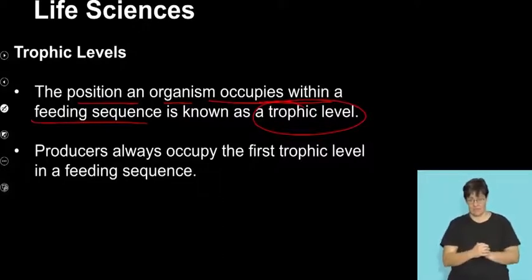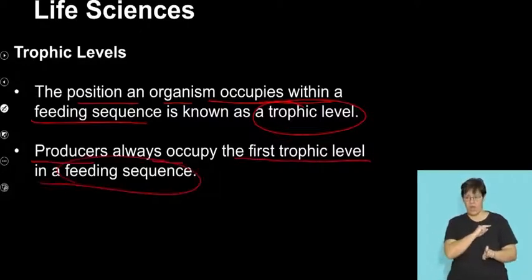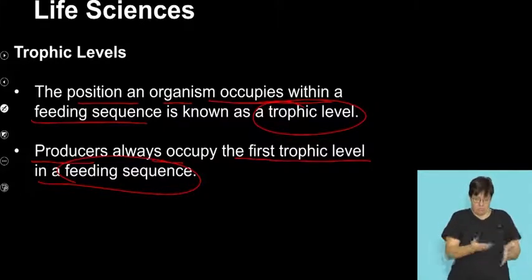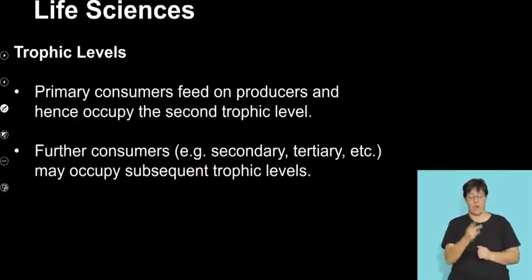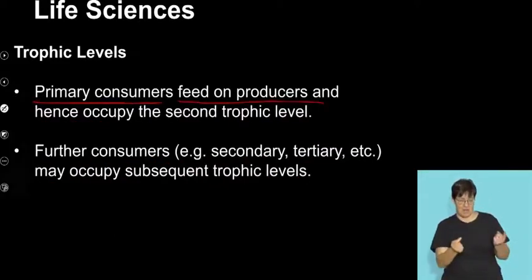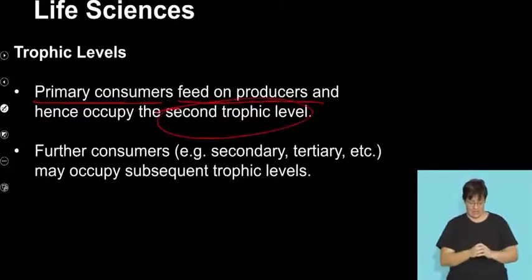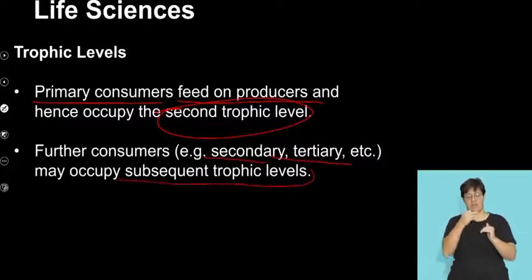What's important to note is that producers always occupy the first trophic level, as these are the autotrophs in the feeding sequence. They are the primary producers that produce the energy and will always be at the first trophic level. Primary consumers feed on producers and hence occupy the second trophic level. Other consumers, which we refer to as secondary consumers and tertiary consumers, occupy the subsequent trophic levels based on where they feed.